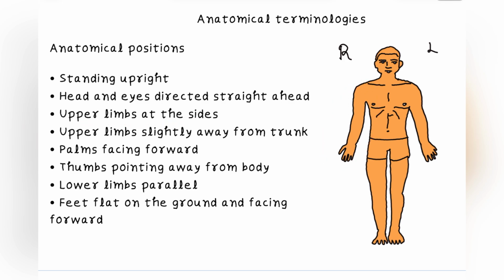You can see these are its upper limbs which are at the sides, and the upper limbs are slightly away from the trunk. So this is the trunk. Palms are facing forward, and you can see they are facing forward. Thumbs are pointing away from the body.